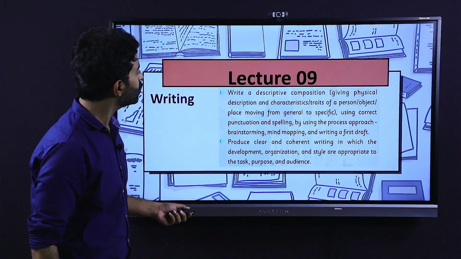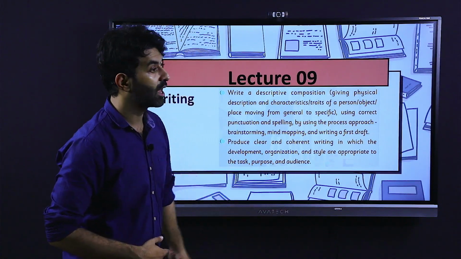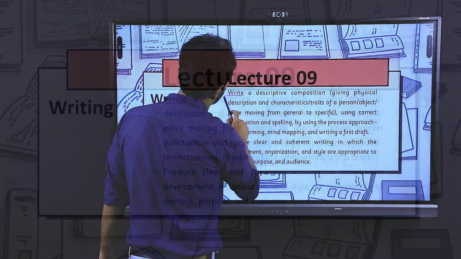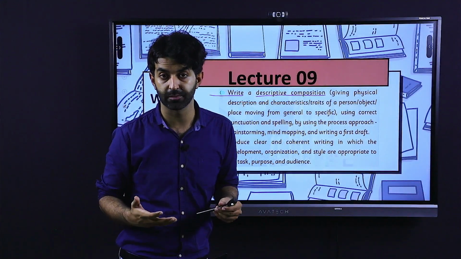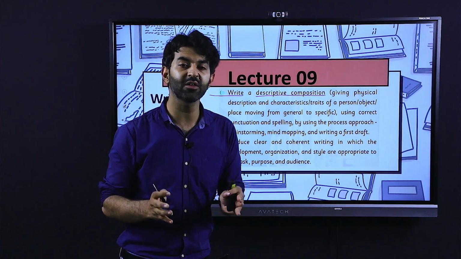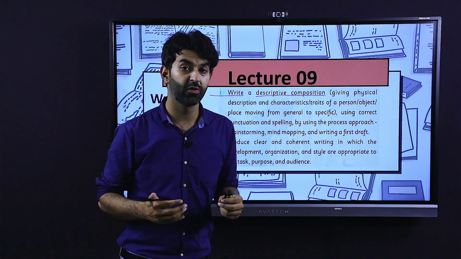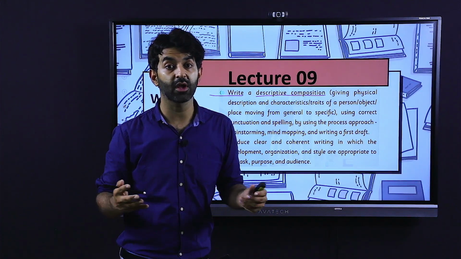Now, at the end, with the competency of writing, my dear learners, this will be our lecture number 9, and it says that you have to write a descriptive composition. Composition means writing, and descriptive means writing that involves a lot of description, where you describe things in detail so the reader can actually visualize it, with your vivid verbs and your amazing specific words.